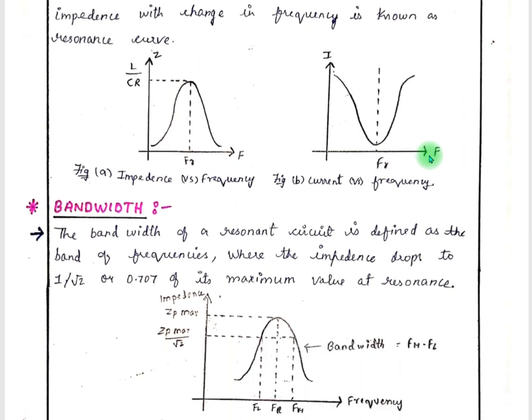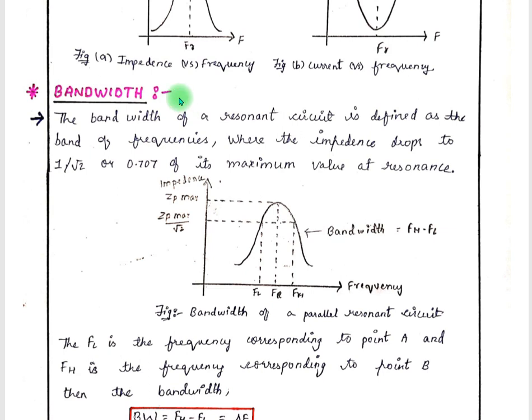Then let us see the next fundamental of tuned circuits, that is bandwidth. The bandwidth of a resonant circuit is defined as the band of frequencies where the impedance drops to 1 by root 2, or 0.707, of its maximum value at resonance. We have already discussed in the last section the variation of circuit impedance or current of a parallel resonant circuit. This variation gives the tuned circuit an ability to discriminate between the frequency of resonance and those at other frequencies. This discriminating ability of a resonant circuit is expressed in terms of its bandwidth.